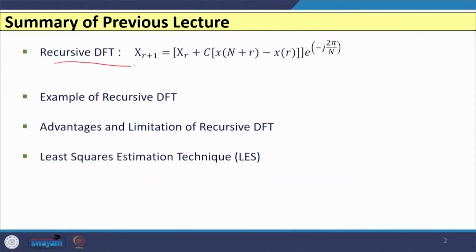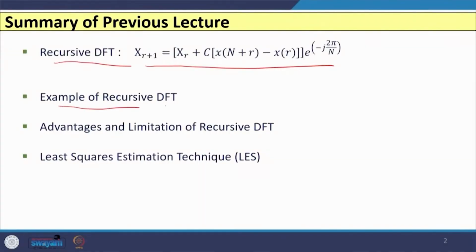Hello friends. In the previous lecture we discussed the recursive DFT. We discussed that if I use the formula of recursive DFT, then for the next window we need to calculate only those samples which are newly available in that particular window, and we need to discard the sample which is not required in the new window.